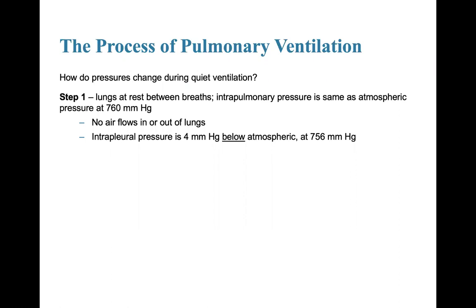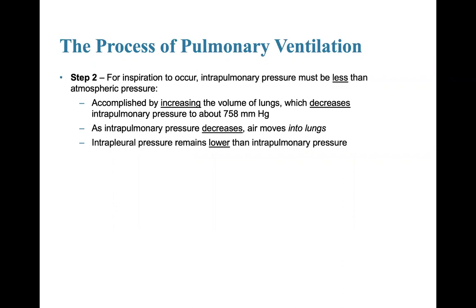So now how do these pressure changes occur during quiet ventilation? During the first step, the lungs at rest between breaths, intrapulmonary pressure is the same as atmospheric pressure. They're both equalized at 760. If both atmospheric and intrapulmonary pressure are at 760, no air flows in or out of the lungs. Now keep in mind, again, the intrapleural pressure is actually going to be a little bit lower than atmospheric, and that will be about 756.